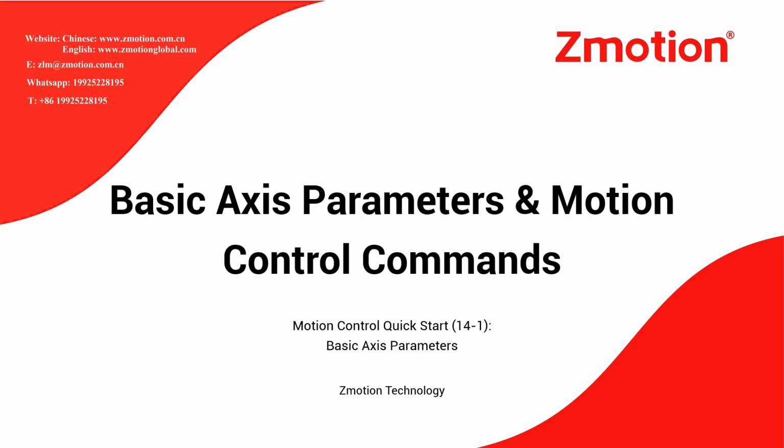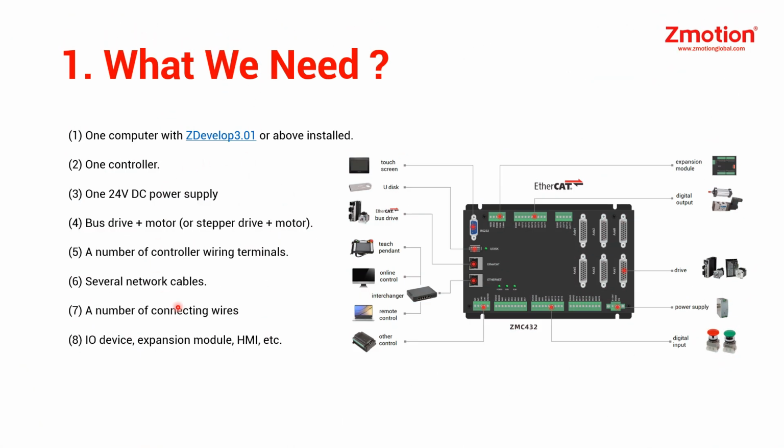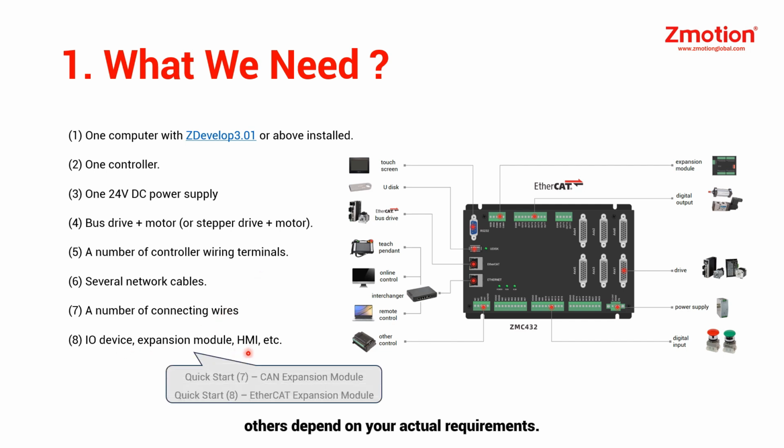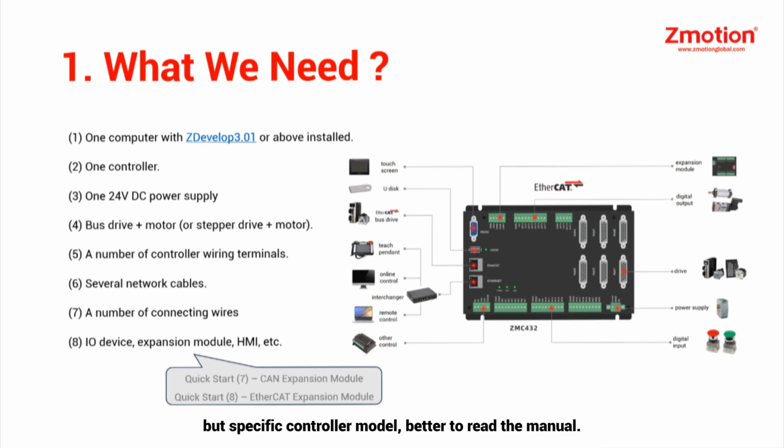Today, Zmotion brings simple parameters and commands that are usually used in your development and application. First of all, basic materials are needed. Others depend on your actual requirements. Generally, wire them like this. But for a specific controller model, better to read the manual.